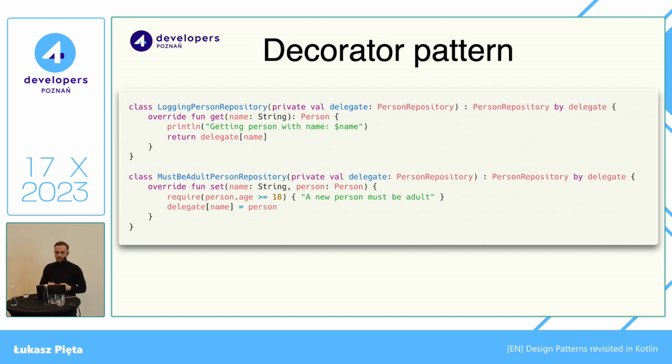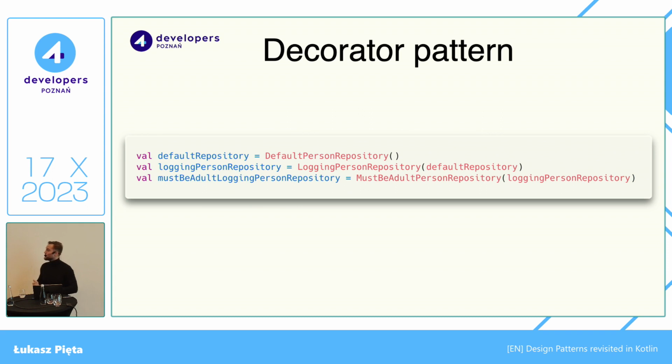So that's how we can decorate the behavior of a class. And why is it better? As you can see, we can construct all the combinations in a more understandable way, because we can have this default repository. It can be some bin or whatever. Then we use this default repository and pass it to the logging person repository. So this is now a logging person repository. We have this logging feature for this property.